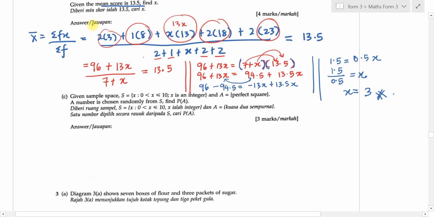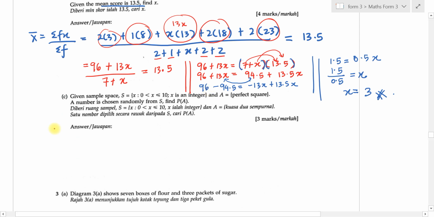Given sample space S equals, they give you a sample space S, 0 is not included. See, they never put the equal sign. So more than 0 until 10, 10 is the maximum. X is an integer only. And A is a perfect square. A number is chosen randomly from S. Find the probability of A.